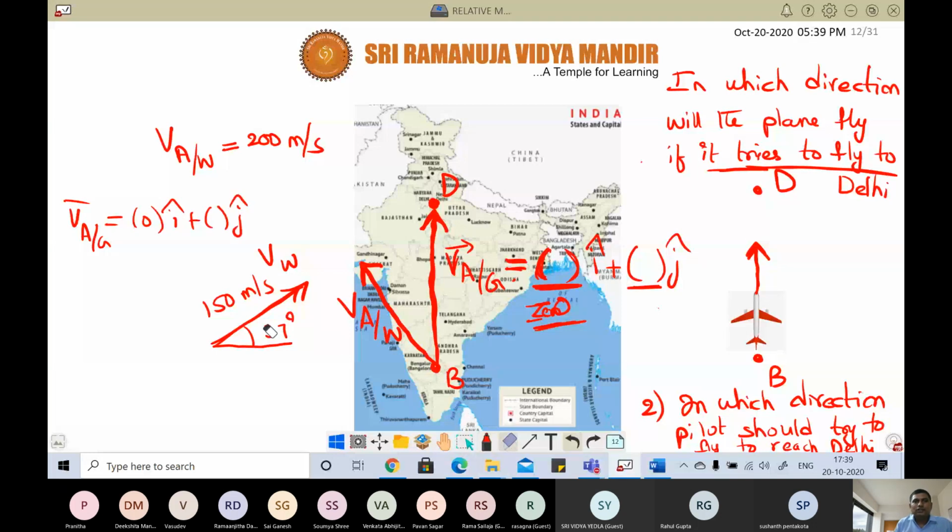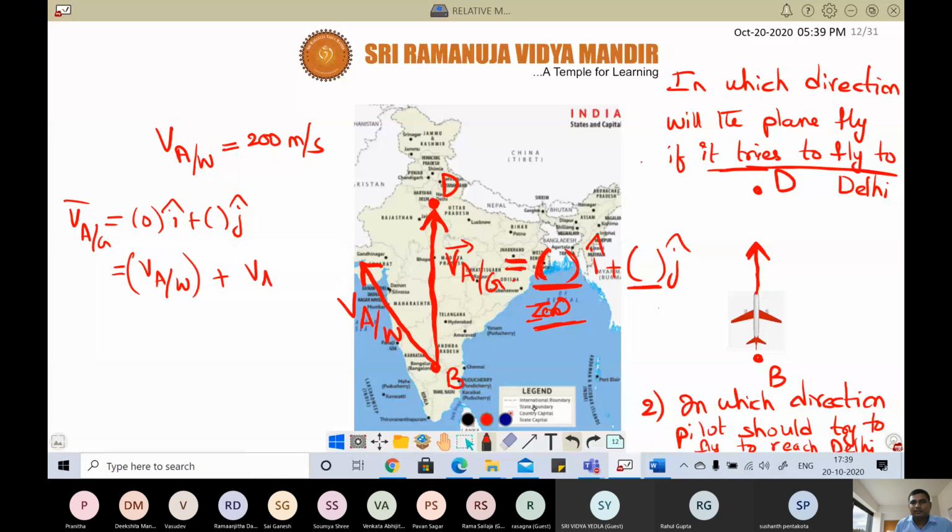So now we know the velocity of this one is nothing but velocity of aeroplane with respect to wind plus velocity of wind with respect to ground. Okay, so now what I'll do is I'll take this angle as some theta. So theta is there, correct? Now this velocity of aeroplane with respect to wind, correct or not? This is a vector.